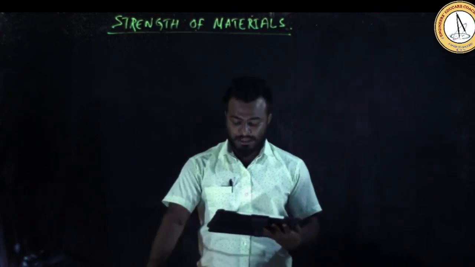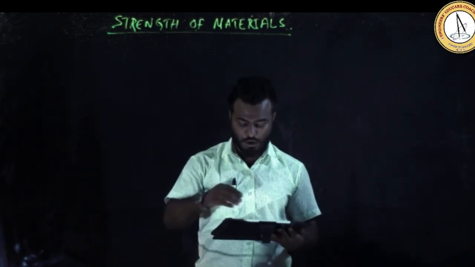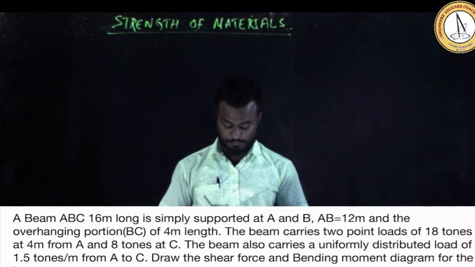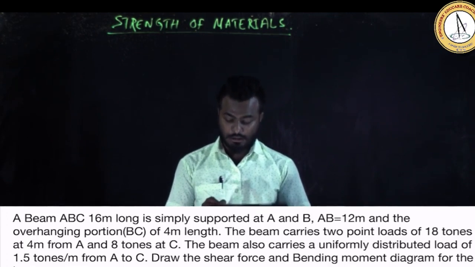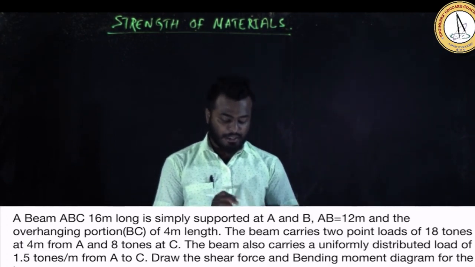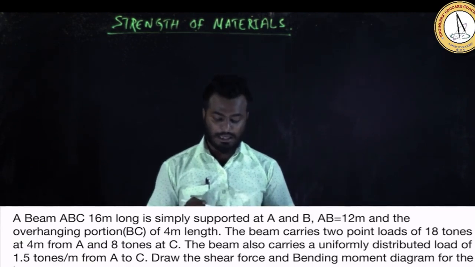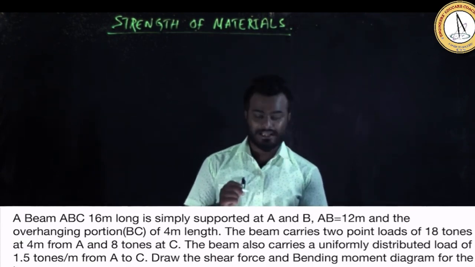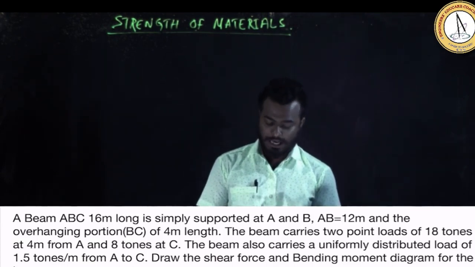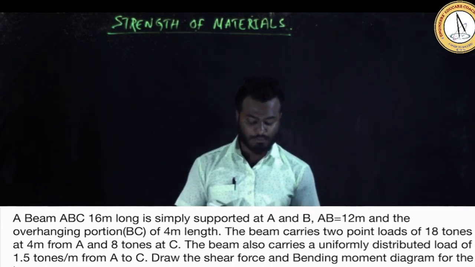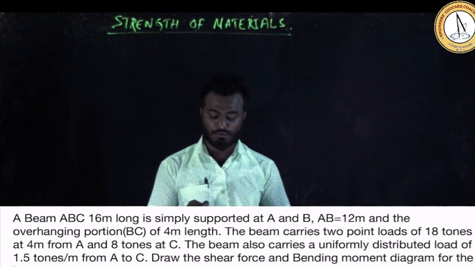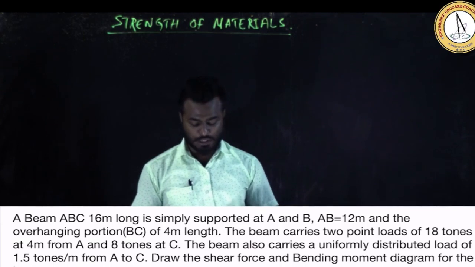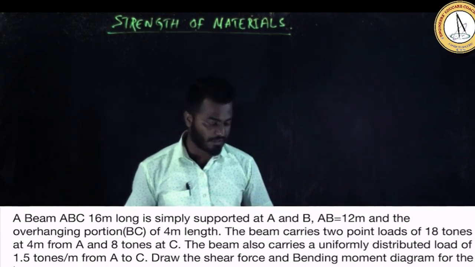The question was: a beam ABC, which is 16 meter long, supported at A and B. AB is 12 meter and the overhanging portion BC is 4 meter long. The beam carries two point loads, 18 ton at 4 meter from A and 8 ton at C. The beam also carries a uniformly distributed load of 1.5 tons per meter from A to C. They are asking to draw the shear force and bending moment diagram for this beam.